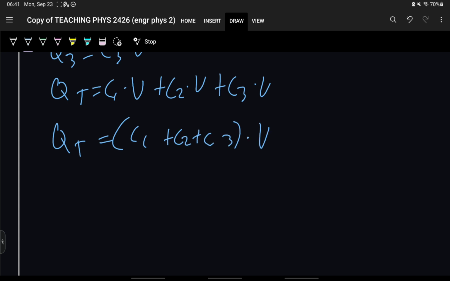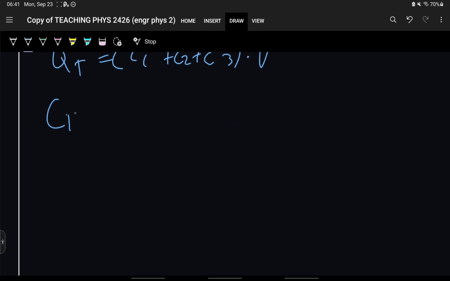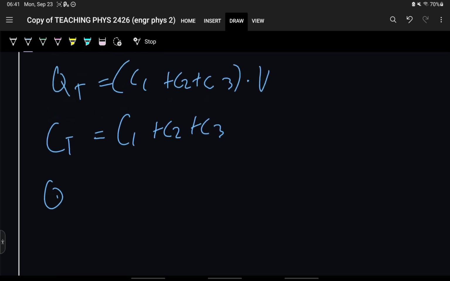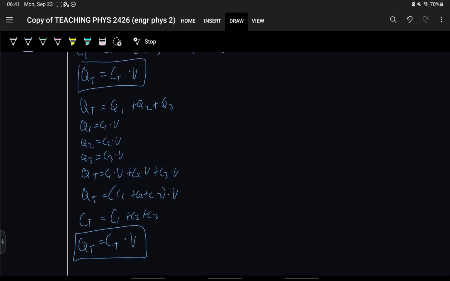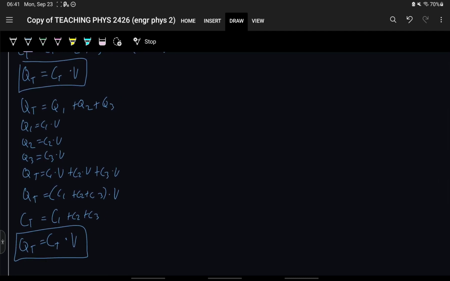And so now we can substitute C sub t. Because we know that C sub t is equal to C1 plus C2 plus C3, we can substitute C sub t into the equation. So then that would get us Q sub t is equal to C sub t times V. And that's how we got that answer in more algebraic terms.